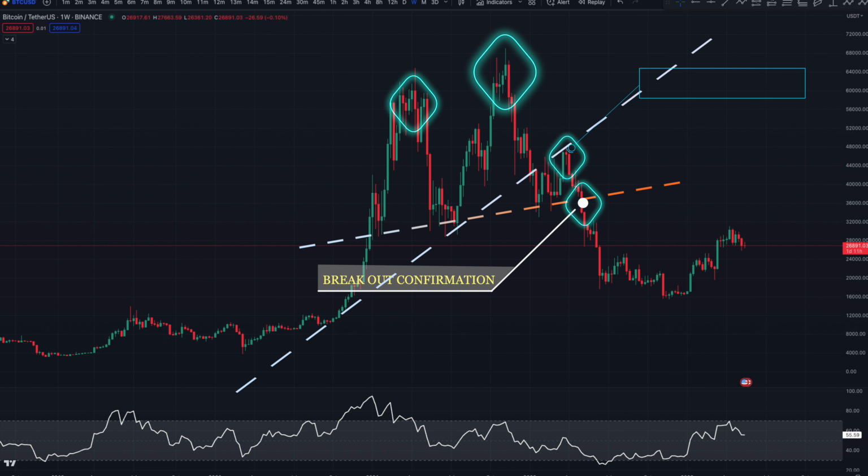The next example for us is pretty much the same. We have one neckline that is broken through, and with high volume it is going down, right? I didn't mention the volume for now because it's getting a little bit complicated.